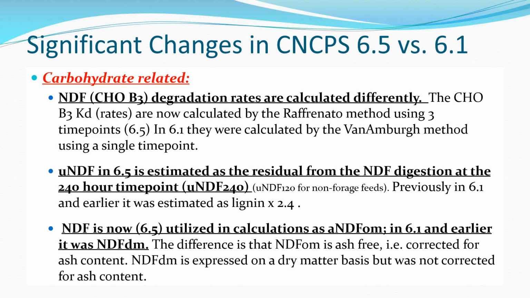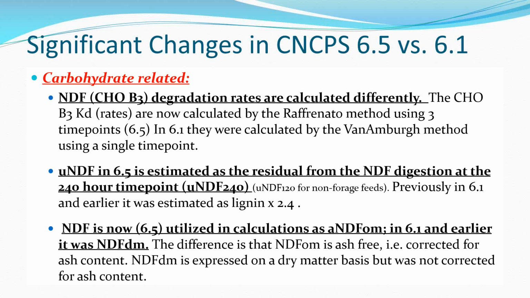The second important change in 6.5 is the undigestible NDF. The undigested NDF is estimated as the residual from the last time point in the series. So for forages, the last time point is 240 hours. So the residual in the assay at 240 hours is considered to be undigestible. For non-forage feeds, that time point would be the 120-hour time point. So for concentrates, for instance, it's at 120 hours.